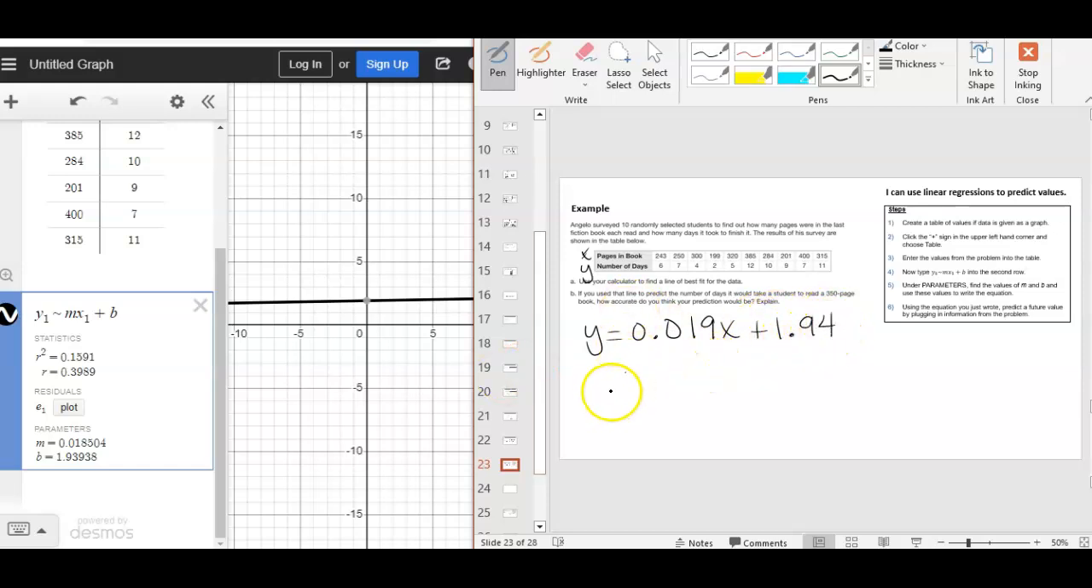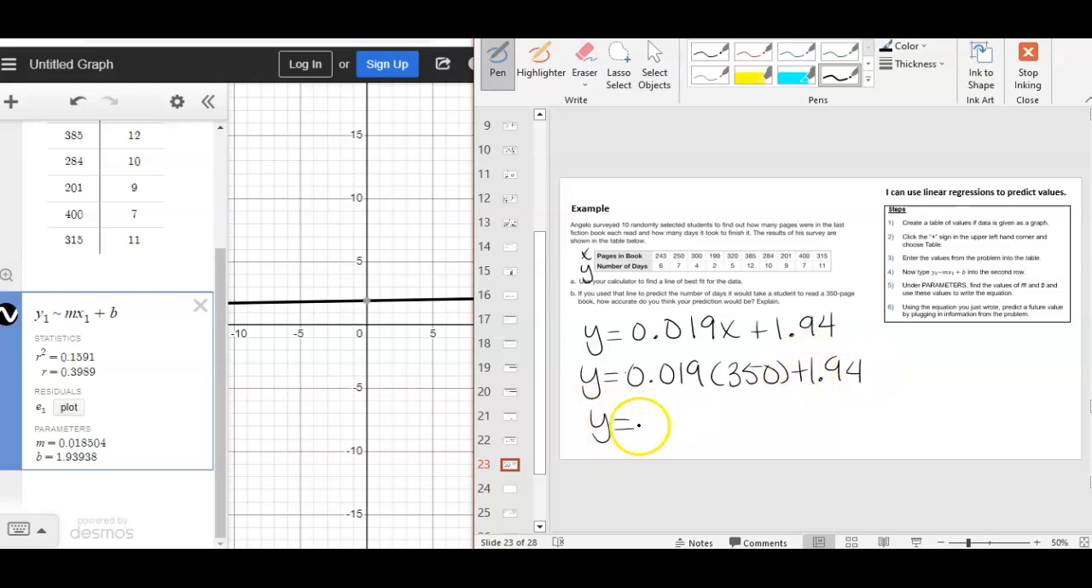Okay, so it says if you use that line to predict the number of days it would take a student to read a 350-page book, how accurate do you think it would be? So what we can do is plug in here. We have y equals 0.019 times 350, because that's our value of x, plus 1.94.